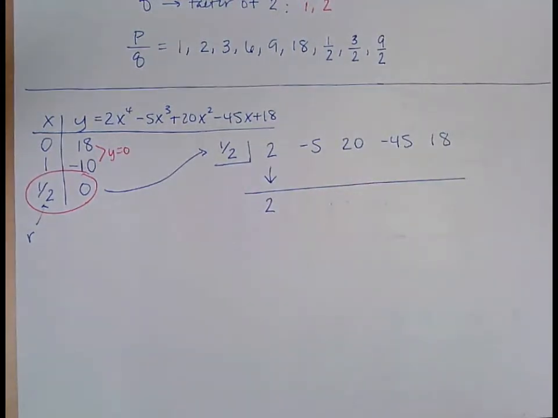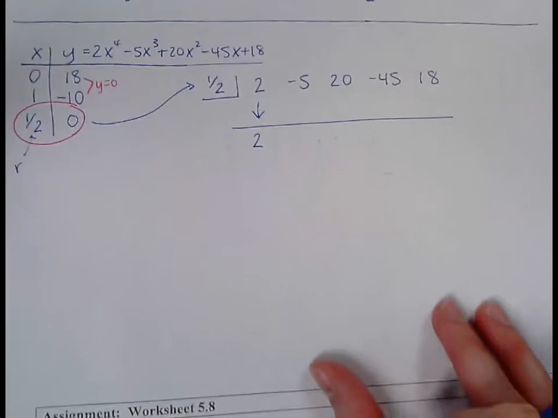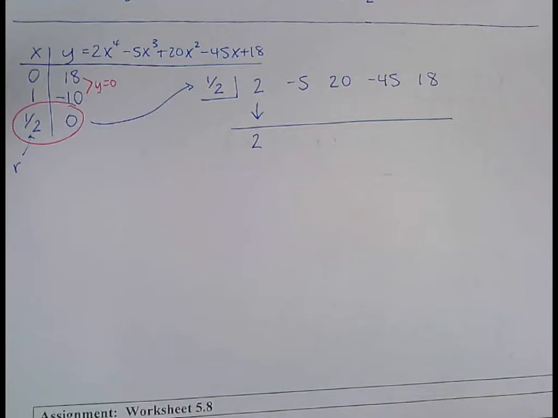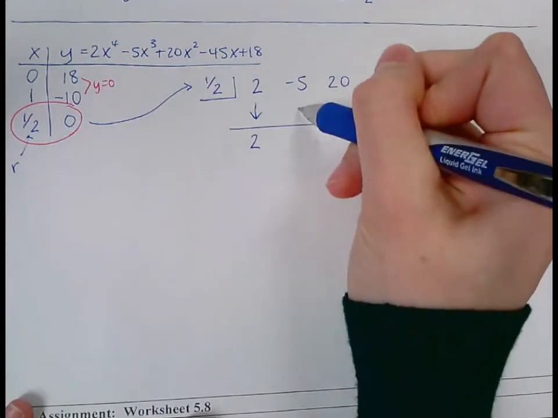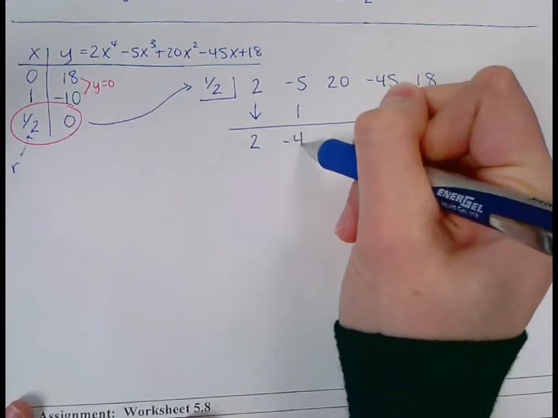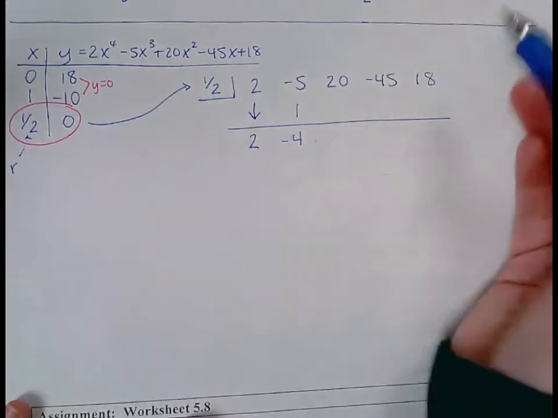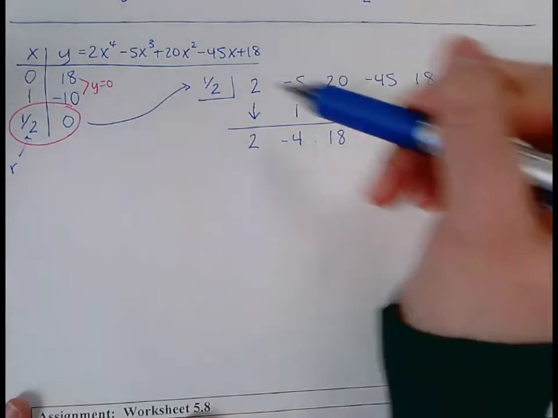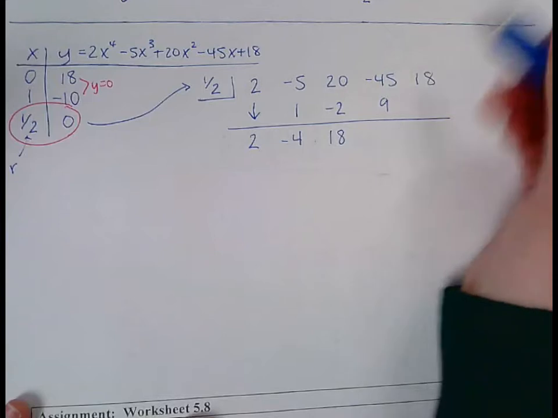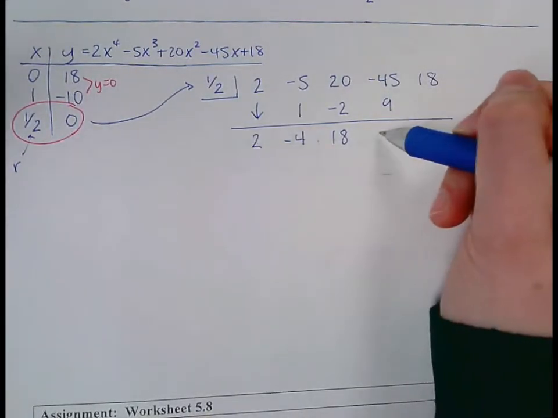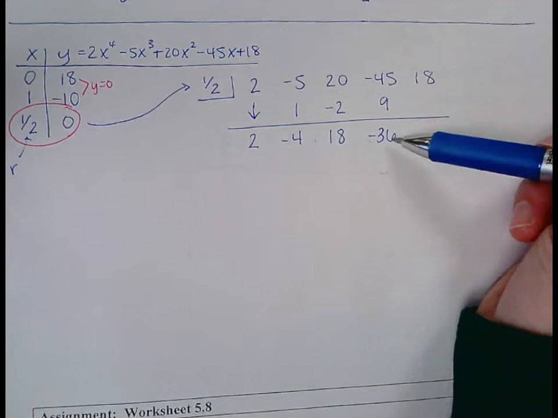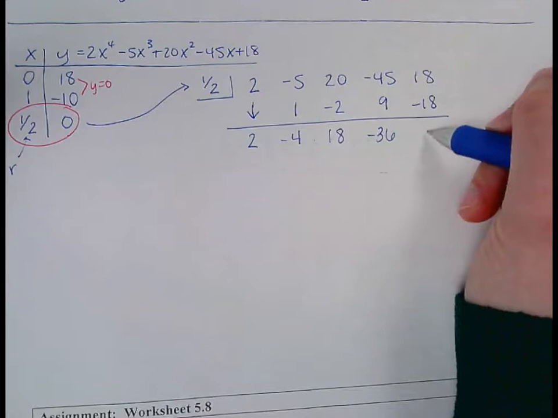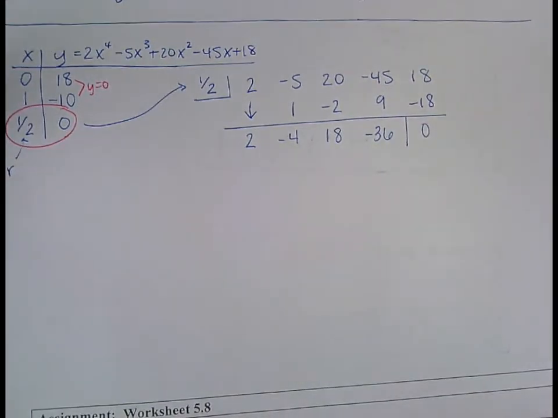Bring down the first coefficient of 2. And then do the synthetic division. So 2, remember when you multiply by 1/2, you're really dividing by 2. So 2 times 1/2 is 1, plus negative 5 is negative 4. Negative 4 times 1/2 is negative 2, plus 20 is 18. 18 times 1/2 is 9, plus negative 45 is negative 36. And negative 36 times 1/2 is negative 18, plus 18 is 0, and your remainder should be 0.